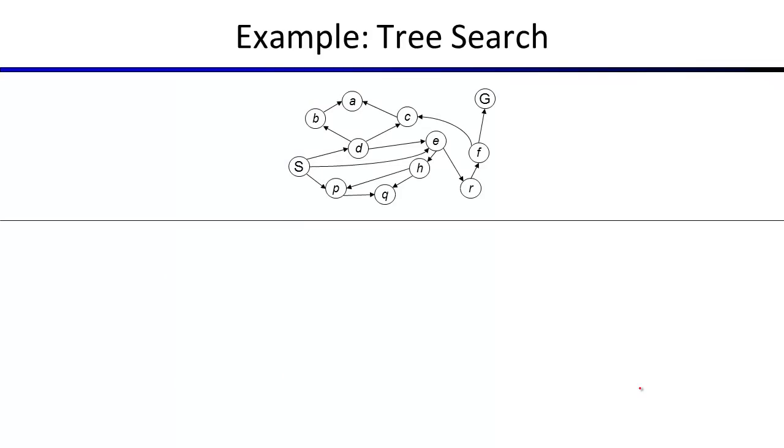Okay, let's look at this in action. We are going to do a tree search on this state space graph here. I'm going to have two parts here. On the left, I'm showing the search tree. On the right, I'm going to show the fringe as we go along. The search tree starts with the start state, S. S is our start state, G is our goal state. That means our fringe just has a state S on it.